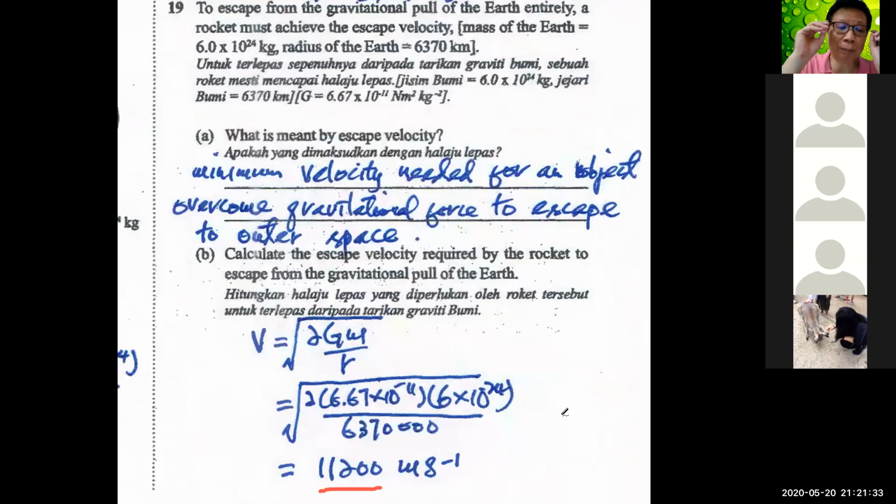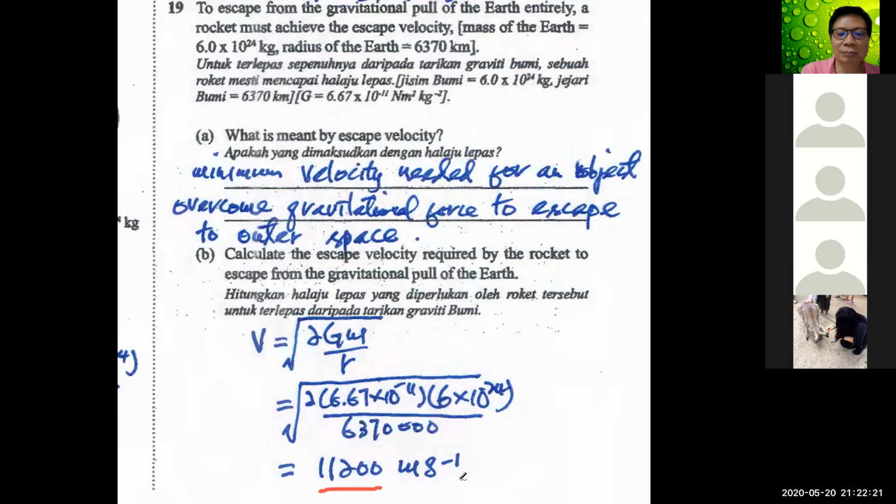If you want to escape the gravity, go to the outer space, you must fly with this speed, 11,200 meters per second. Can you do that? Sima, can you fly that fast to escape? No. Cannot. You have to invent something, a rocket, so that you fly with this speed. This is only the minimum speed. You must be faster than this. Can you imagine? In just 1 second, you travel 11,200 meters, very fast.